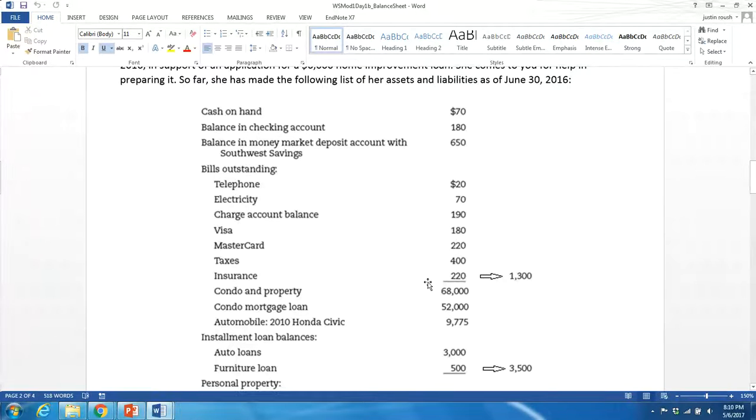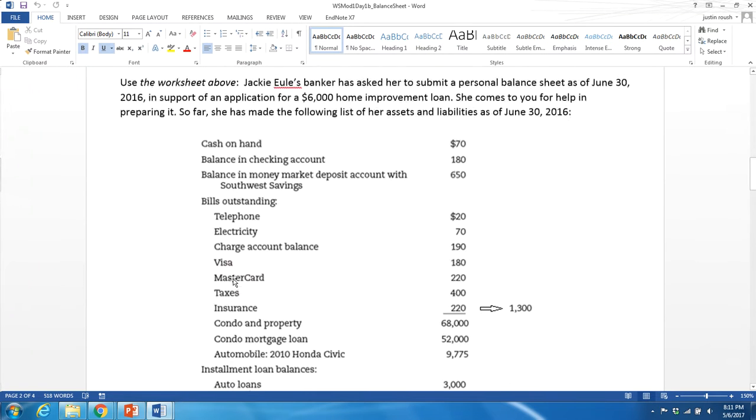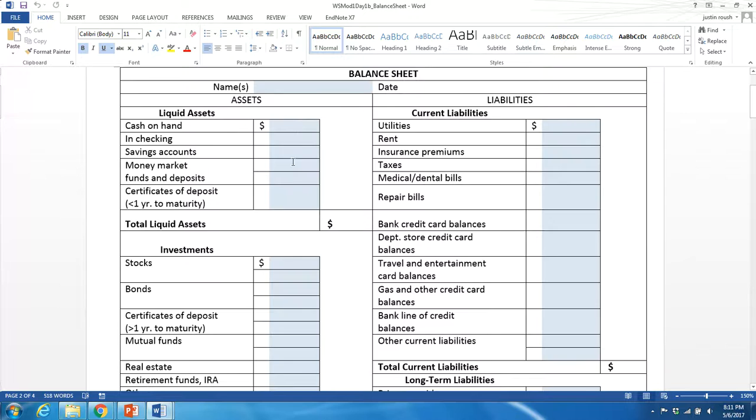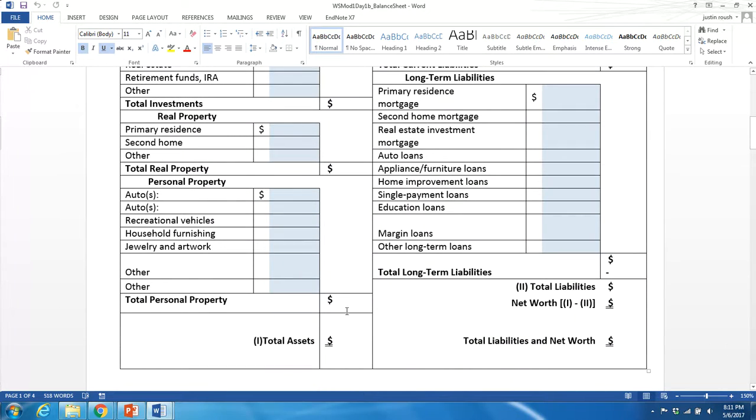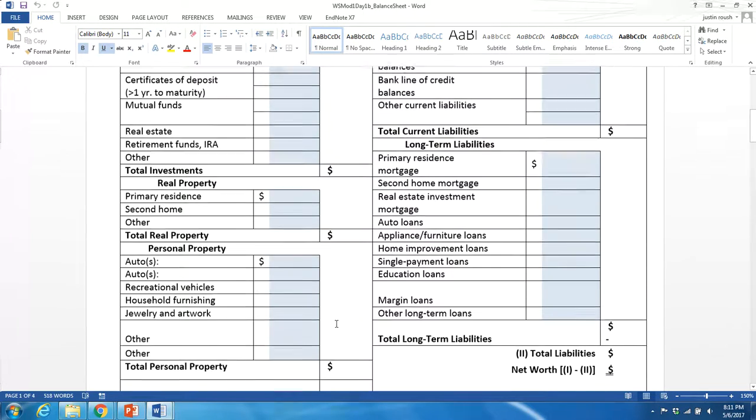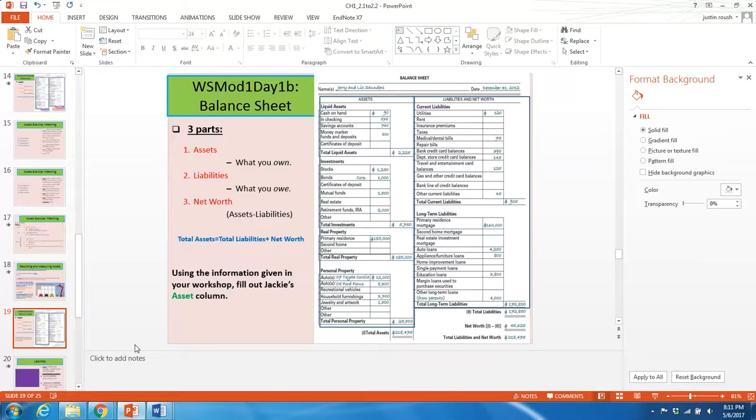Condo and property, think about what type of asset that would be. Definitely not liquid. It's not personal property. That one would probably be a real property asset. Find all the things that she could turn into cash and label them as assets, and then come up here and put them in her asset column and total up her total assets. Go ahead and pause the video and do that now before we proceed.